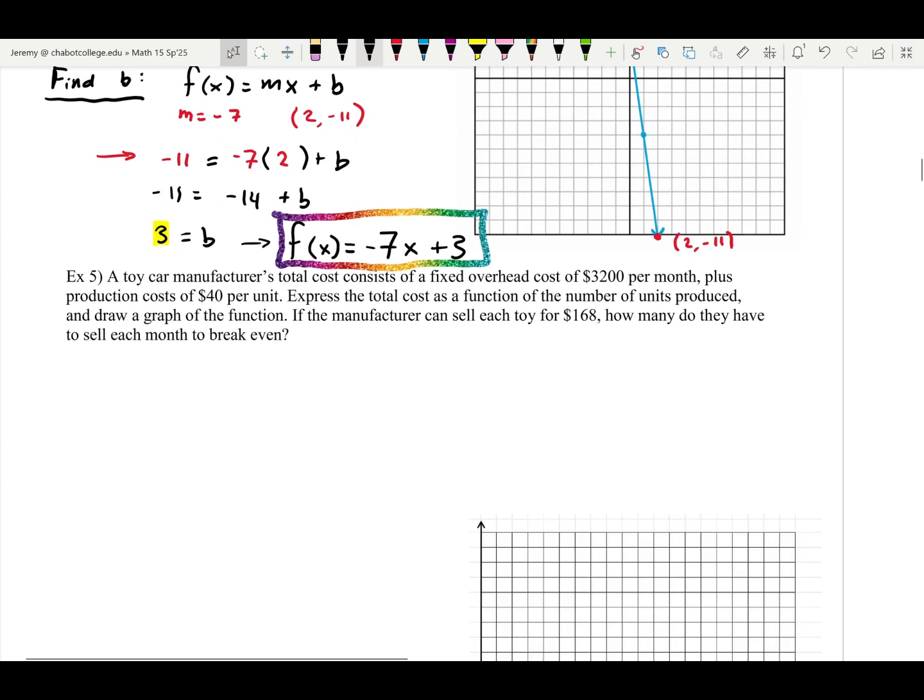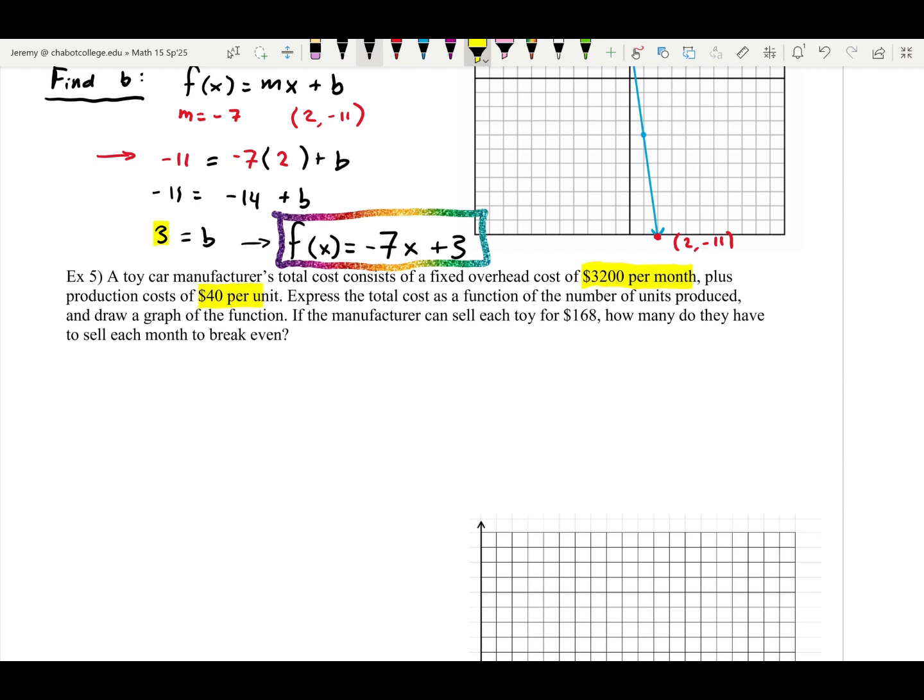Let's look at example 5, another business application here, a manufacturing problem. A toy car manufacturer's total cost consists of a fixed overhead cost of $3,200 per month. So that's an important number. And when I think of fixed overhead costs, I think of just flat rates that this business is paying every month to stay operational. So this is like paying for energy, keeping the lights on, paying employees' salaries, things like that. Okay, continuing on, plus production costs of $40 per unit.